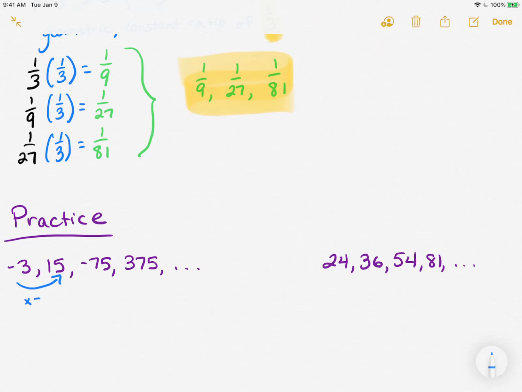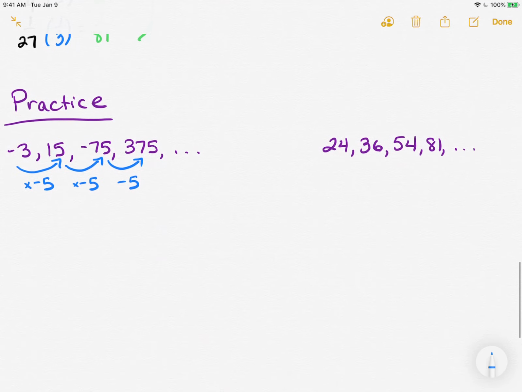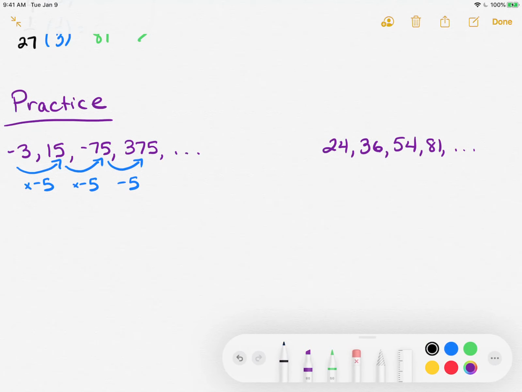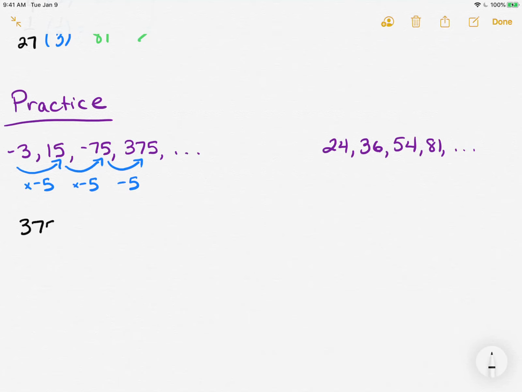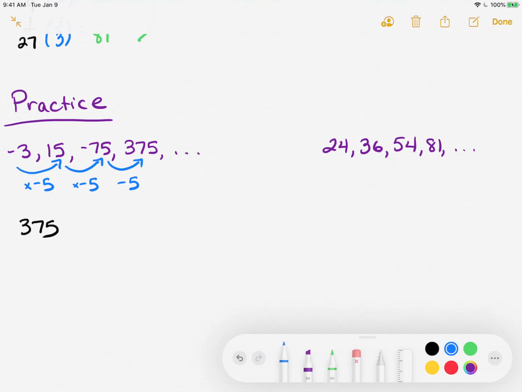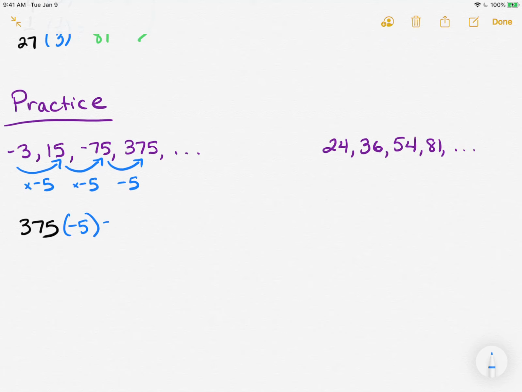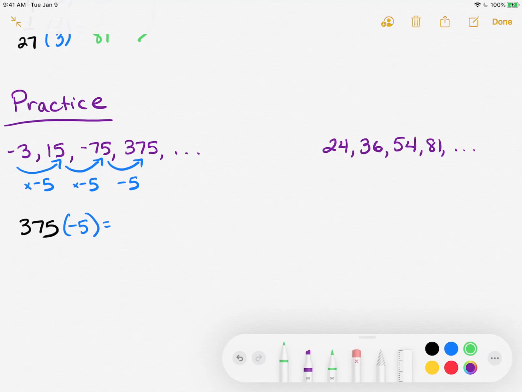So I'm multiplying by -5 every time. So if I wanted to find the next 3 terms in the sequence, I would take the last term, which was 375, and I would multiply that by -5. Now you're definitely going to want a calculator here because the numbers get gigundo.